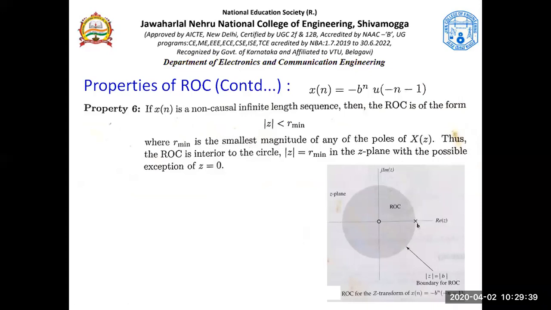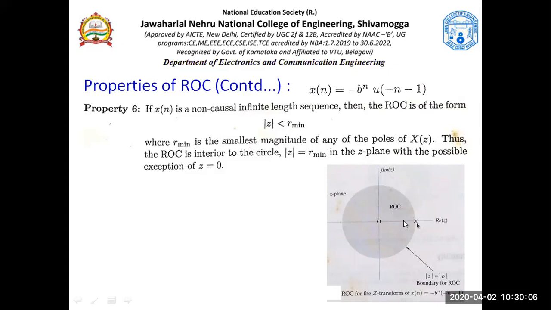Similarly, for a non-causal infinite length signal. Non-causal means what? Left-sided. And the left-sided infinite length signal, which one have we seen? We have seen this. This is an example again. But how do you refer to this? How do you generalize this? You generalize this by saying it is a non-causal infinite length sequence. Then the ROC is of the form Z less than R.